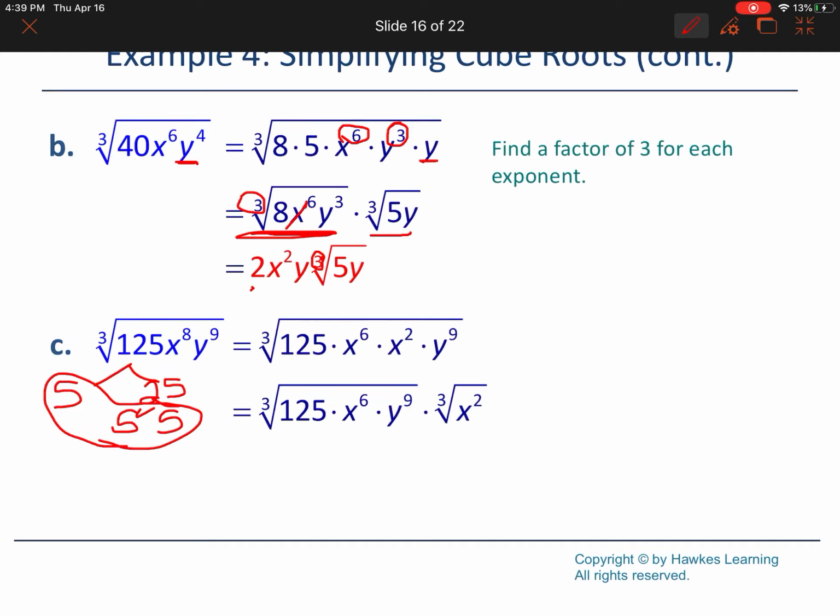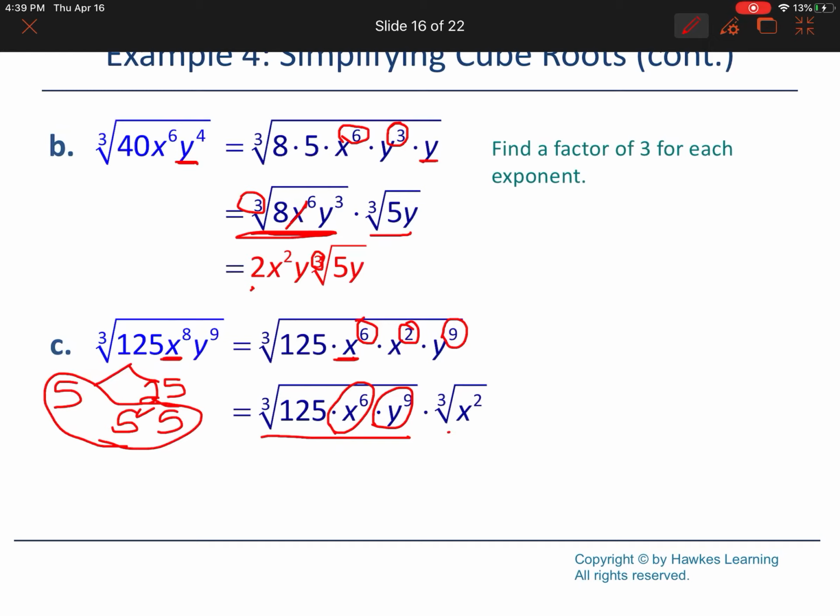Oh, first they're going to combine all the perfect cubes and all the not perfect cubes. So this x to the 8th can be split up as x to the 6th, because 6 is a multiple of 3, times x squared, because I want to get the ones with multiples of 3 because they are a perfect cube. And 9 is already a multiple of 3, so it is a perfect cube.